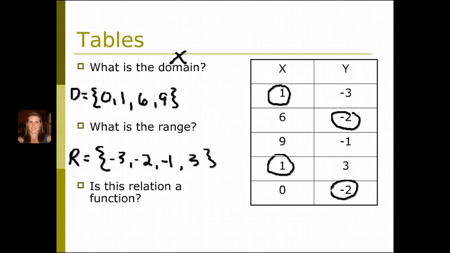So now we need to decide, is this relation a function? A function tells us that x cannot repeat. Our x values repeated at our 1, so this is not a function.